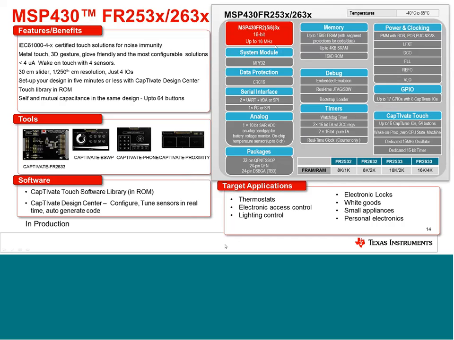The microcontroller has a hardware multiplier. It has 2 UARTs and SPI. It has a 10-bit ADC. It has a whole bunch of timers, up to 4 timers, and it has 16K of FRAM and 4K of SRAM. You see a 16K ROM segment over here too, and the ROM is basically the entire capacitive touch library, which goes hand in hand with the CapTIvate Touch peripheral.